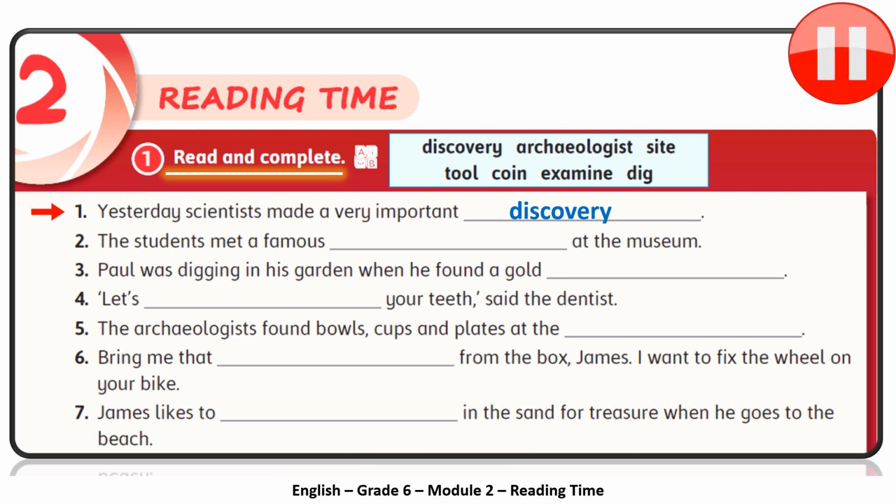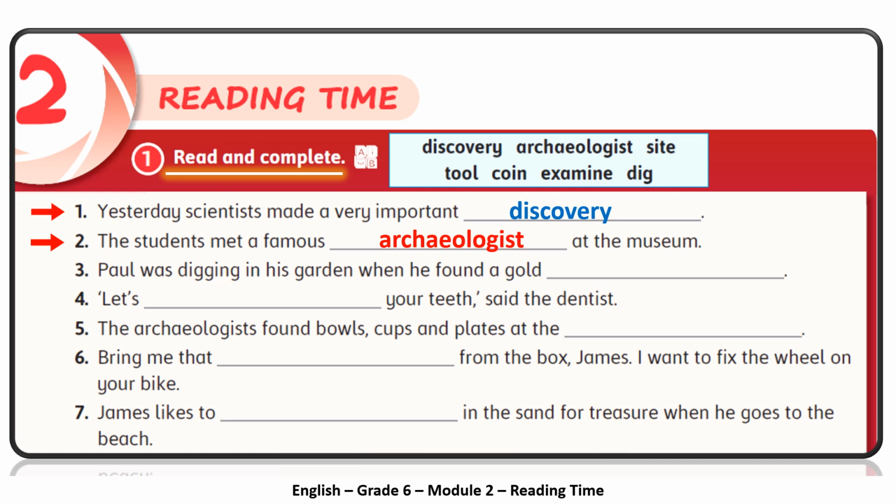Now, pause the video till you finish the remaining items. Back again. Number 2. The students met a famous archaeologist at the museum. Number 3. Paul was digging in his garden when he found a gold coin. Number 4. Let's examine your teeth, said the dentist. Number 5. The archaeologist found bowls, cups, and plates at the site.